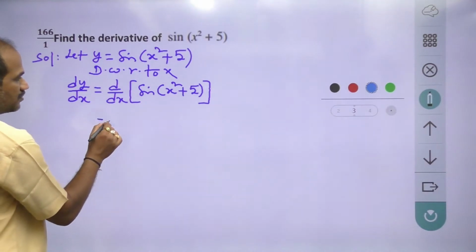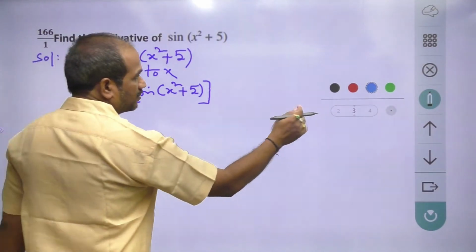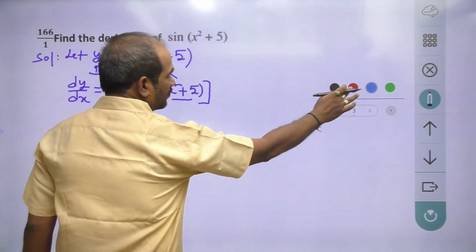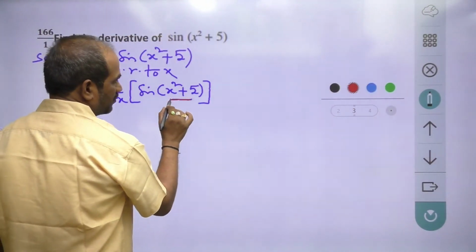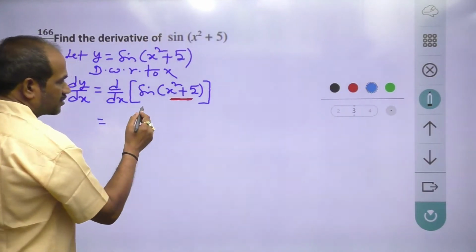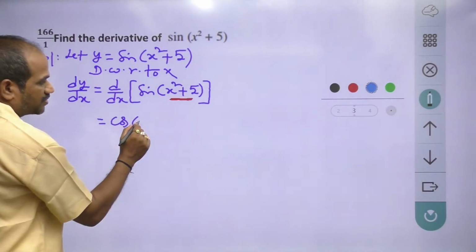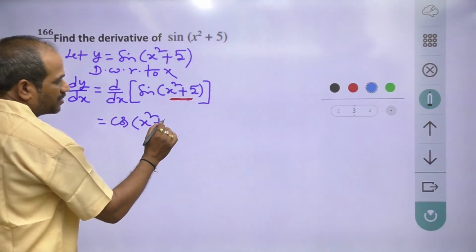That is equal to d by dx of sin x, where this whole value is x. So d by dx of sin x is cos x. So that is cos of x square plus 5, the x value here.